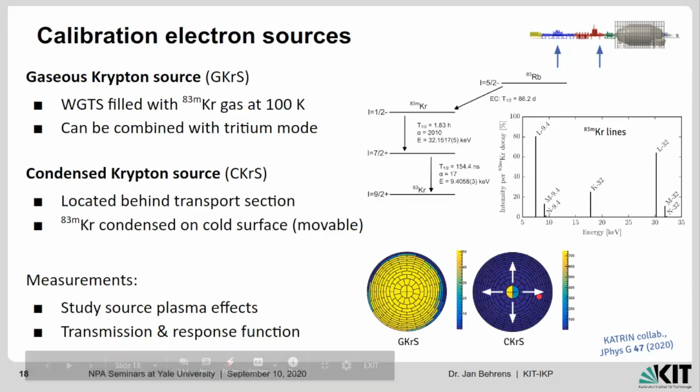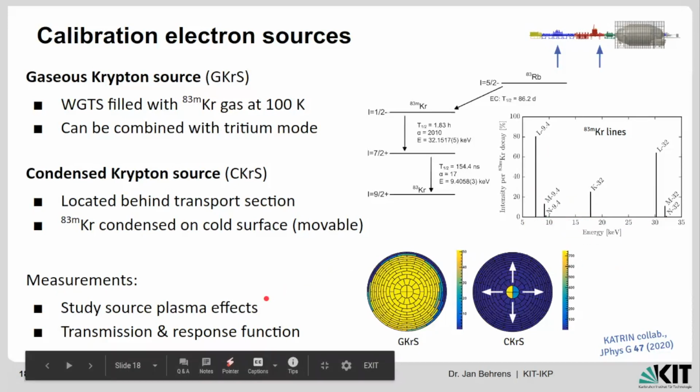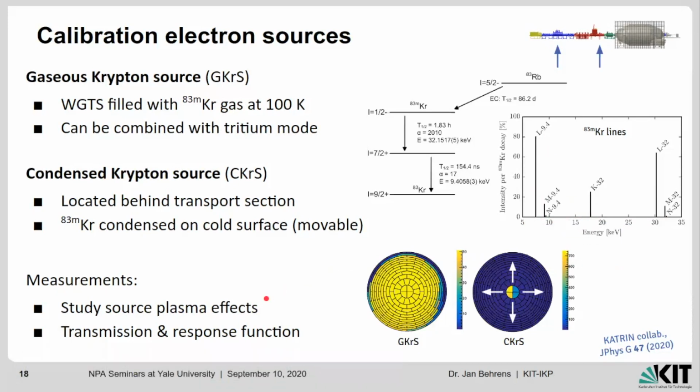And we use krypton because one of the krypton lines, the K32 line, has an energy of 70.8 keV, which is fairly close to the tritium endpoint. So this is a nice way of doing calibrations in the same energy range. And in addition, krypton also has energy lines at lower and higher energy, which we can use to study the energy linearity and also just perform measurements at different energies. So this is why krypton is one of our preferred sources for doing calibration measurements. And we use this to study source plasma effects and also to investigate the transmission and the response function of the spectrometer and the entire experiment.